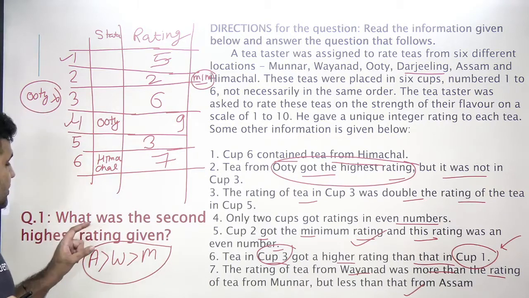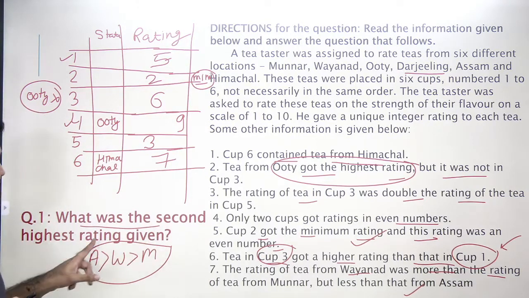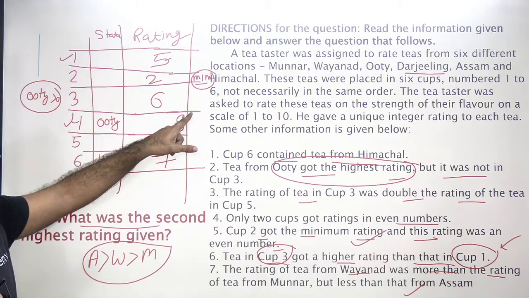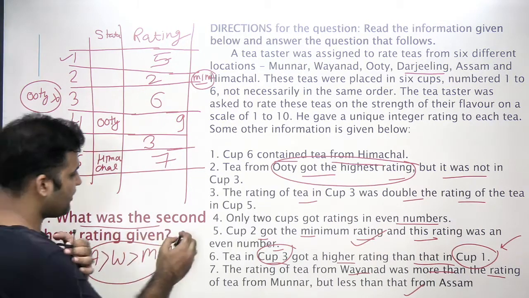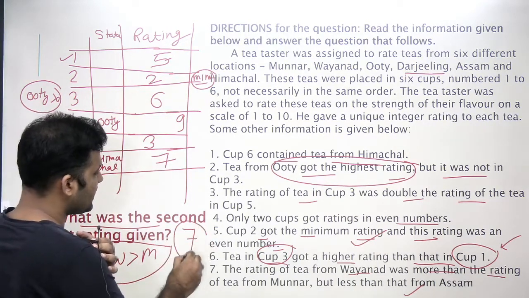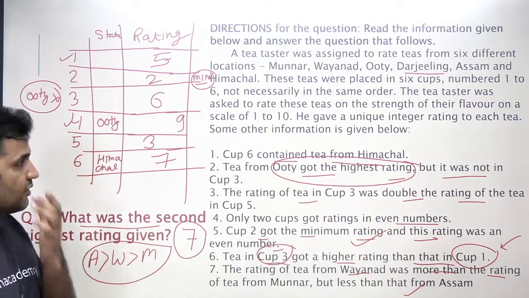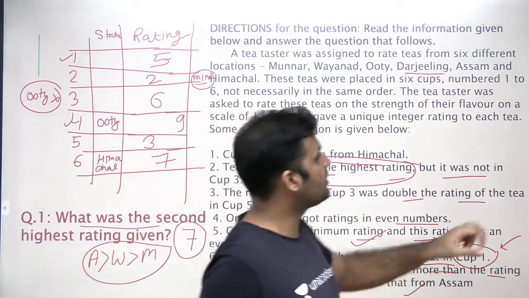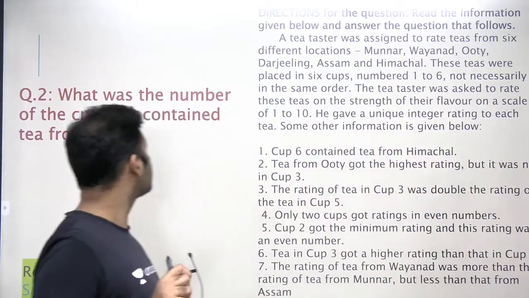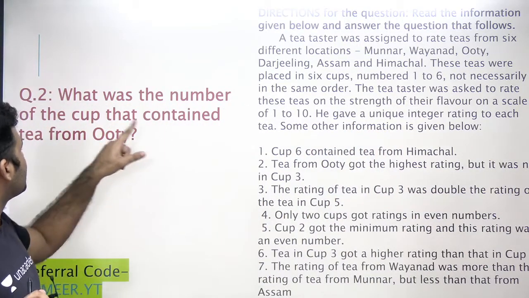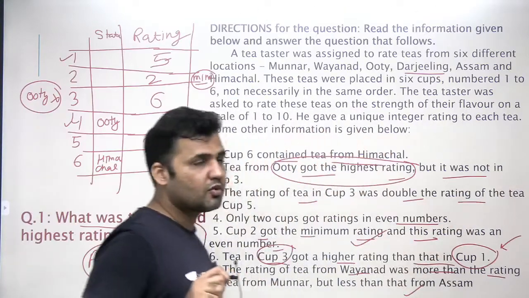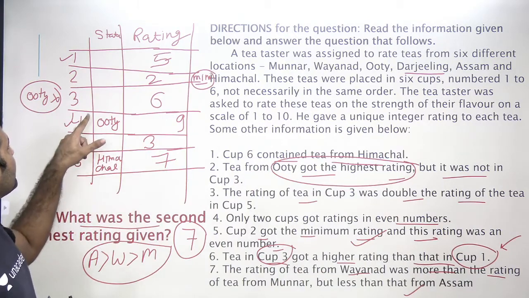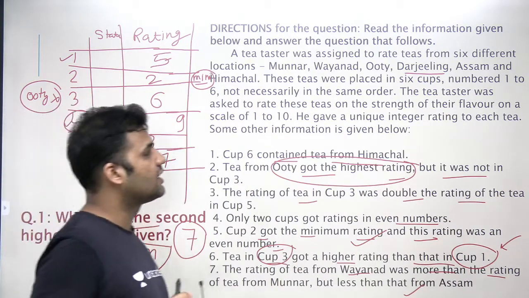But let's see, do we require this information to answer the question or not? If you look at the first question, what was the second highest rating given? You see that the first highest rating is 9, the second highest rating is 7. I don't require the state information to answer my first question, so the answer to this question is 7, right? Now let's look at the next question. Question number 2 says, what was the number of the cup that contained tea from Ooty? We already know that the cup that contains tea from Ooty is cup number 4. So the answer to this question is cup number 4.